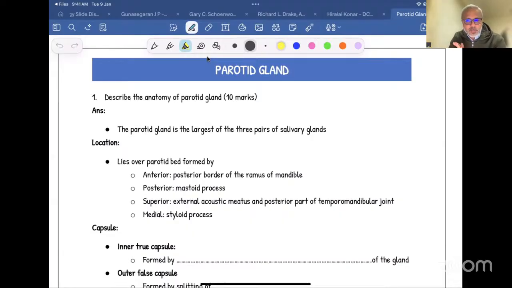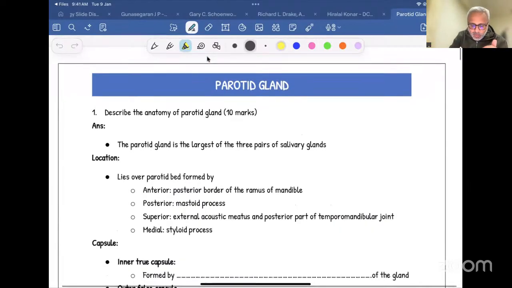No matter which university question paper you open, let it be RGHS, MUHS, or Kerala University, from head and neck we often get one question, and that is the topic of the parotid gland, right? So in the next 20 minutes, we'll try to see how to present the answer if this is asked in the university exam so that we can score maximum.